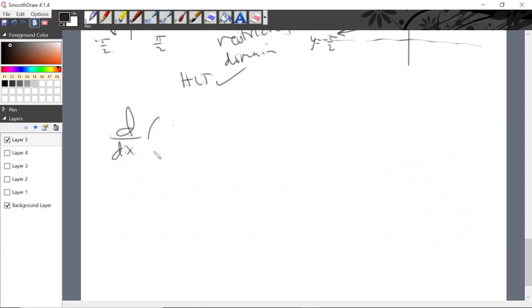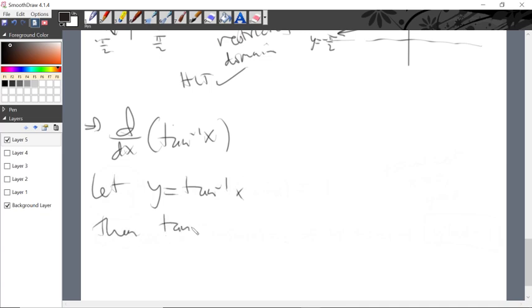So we have the derivative with respect to x of the arctangent of x. We let y equal the arctangent of x. Then by invertibility, that means the tangent of y is equal to x. We can interpret that geometrically through the right triangle. If this is the angle y, then the opposite side could be x and the adjacent side could be 1, and therefore the tangent of y is equal to x over 1. The tangent of y is equal to x.